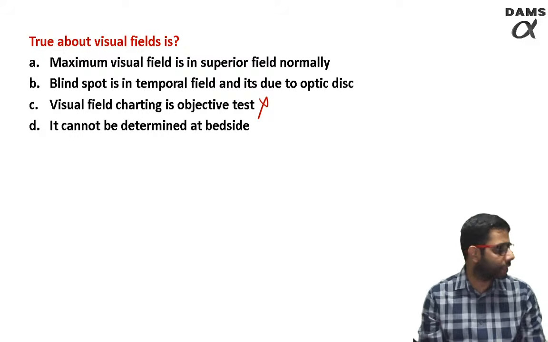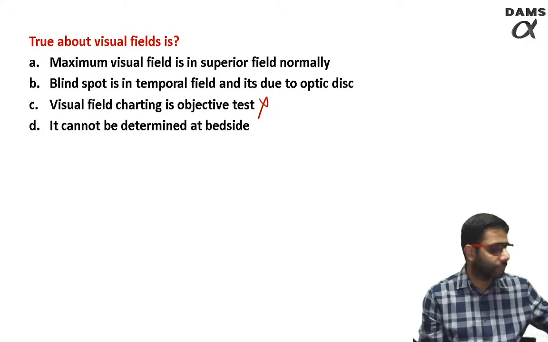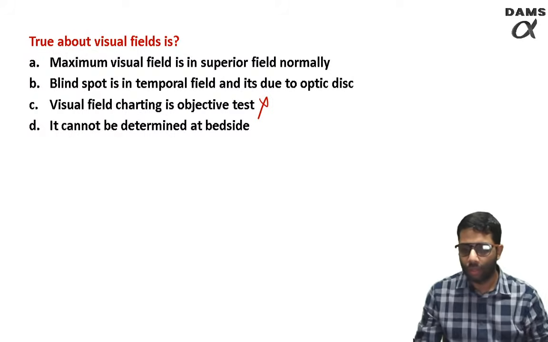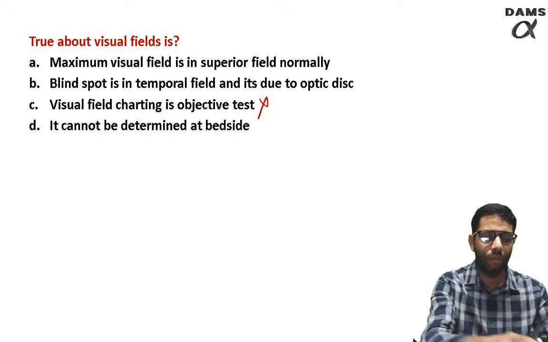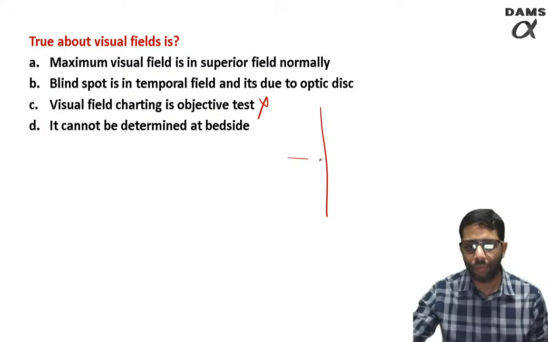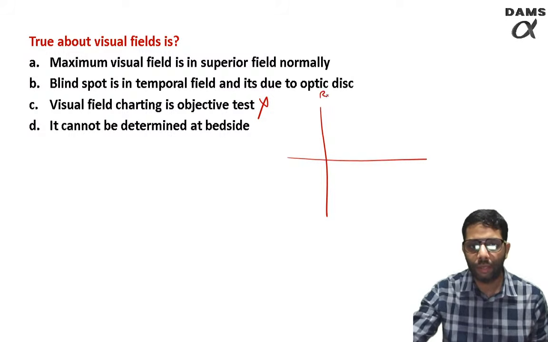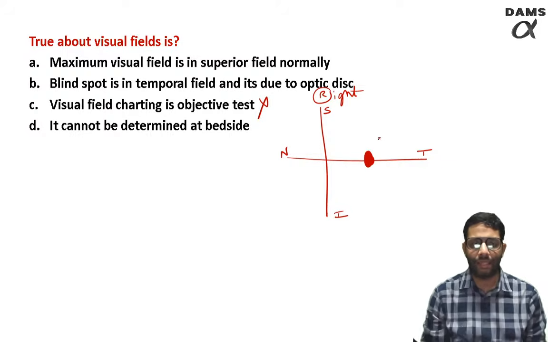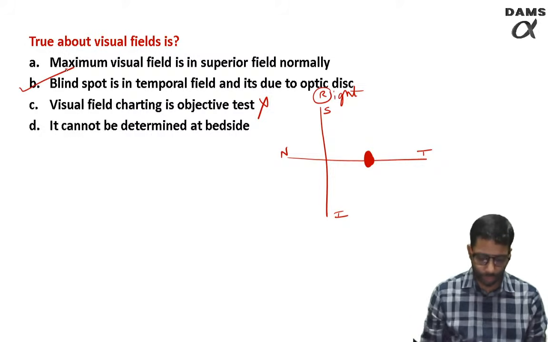Always, when the visual field is given to you, it is taken as the patient's view. Patient view means, for example, I am drawing a visual field for you. This is the right side visual field. This is superior, this is nasal, this is temporal, this is inferior. And in the temporal side there is a blind spot. That is true because the optic disc is nasal in the retina. So B is the answer, true.